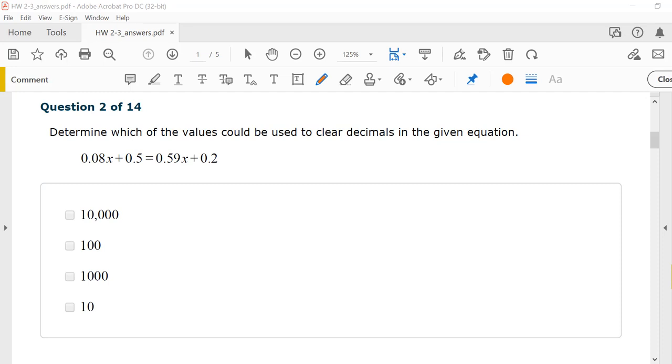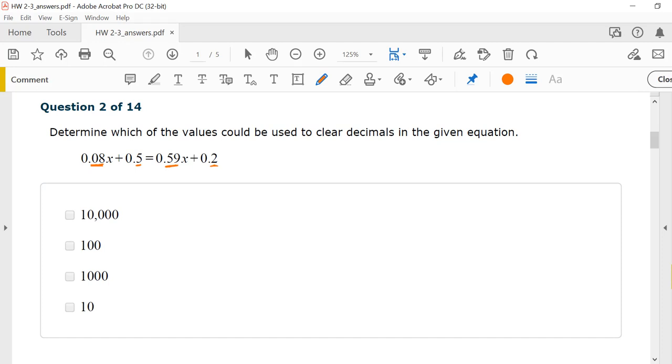Okay, number 2 says to determine which of the values could be used to clear the decimals in the given equation. So to clear the decimals, you need to see what's the most number of decimal places in your equation. Do you see that this one has 2 place values? This one just has 1. This one has 2 behind the decimal, and this one has 1. So the biggest is 2.